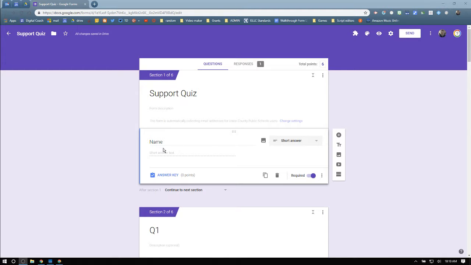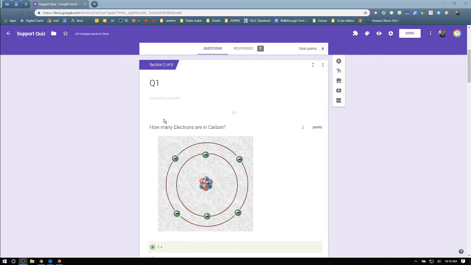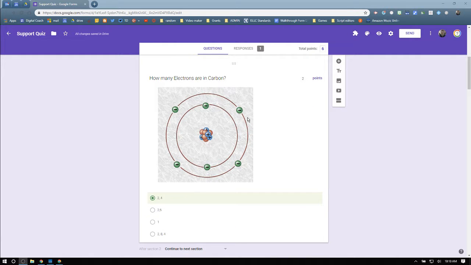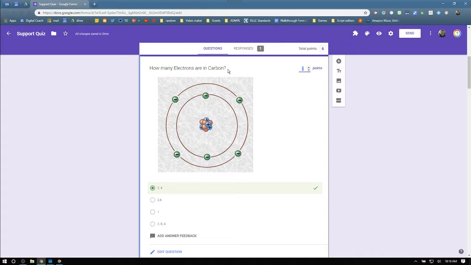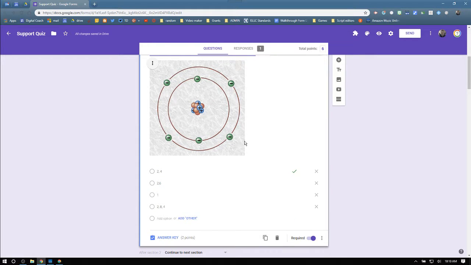I have my first little question, which just asks their name, and then I put in a section break. Then I go to my next question, how many electrons are in this, and I just dropped in a picture. If you don't know how to do that right next to a question, when you're typing it up, you see this little icon pop up, and it lets you search. So I just searched for a carbon atom.